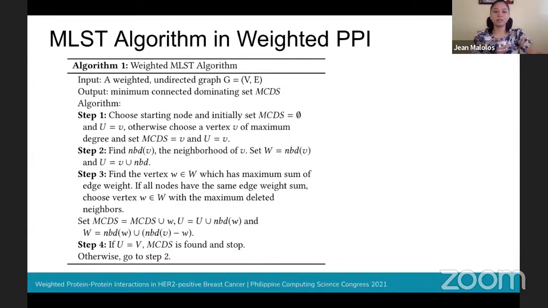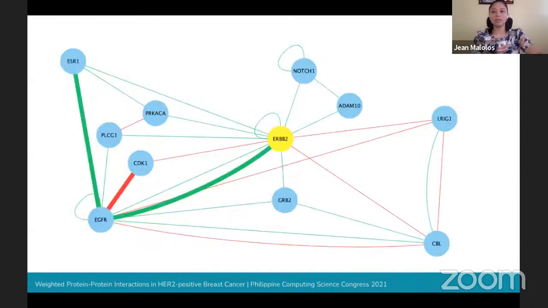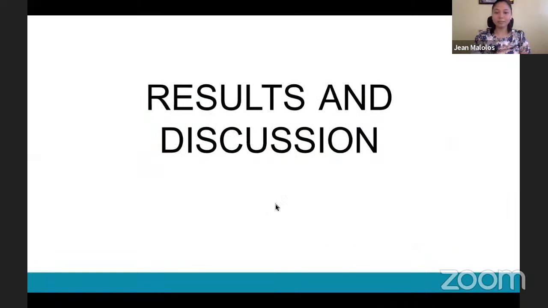Let me show what happens in the initial part of the algorithm. In the data set that we had, ERBB2 is our starting node. We chose ERBB2 as the starting node, and then the algorithm chooses the next protein with the highest weight. Here it shows EGFR. That's from our result. This is the path of upregulated proteins. The next node after EGFR is ESR1, as it has the highest edge weight connected to EGFR. So that's it for what we did.